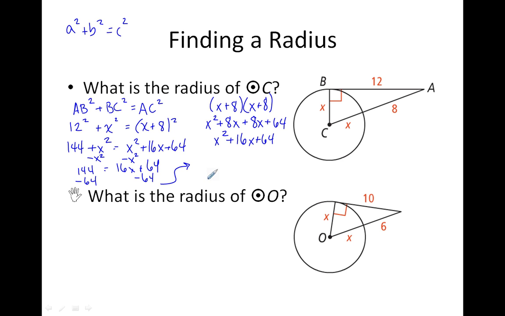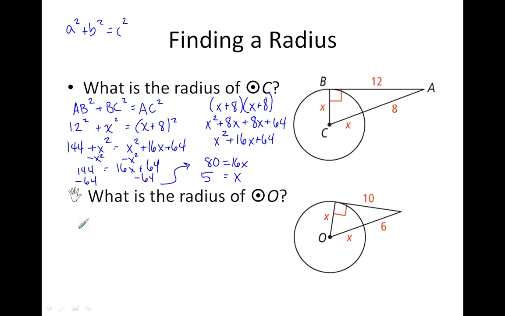So 144 minus 64, we get 80, equals 16x. Divide both sides by 16, x equals 5. So the radius of circle C is 5. Now what about the radius of circle O?